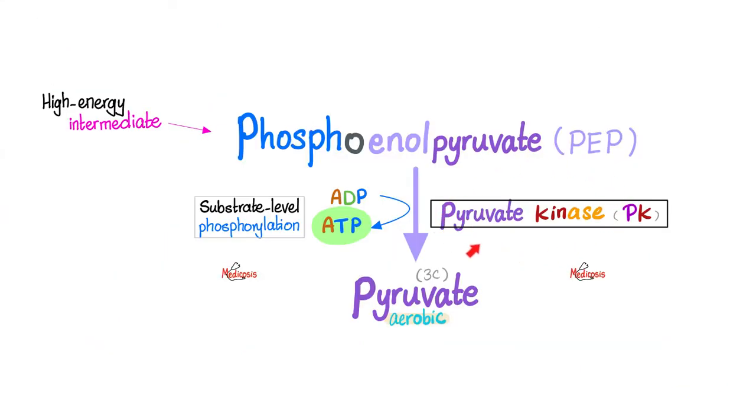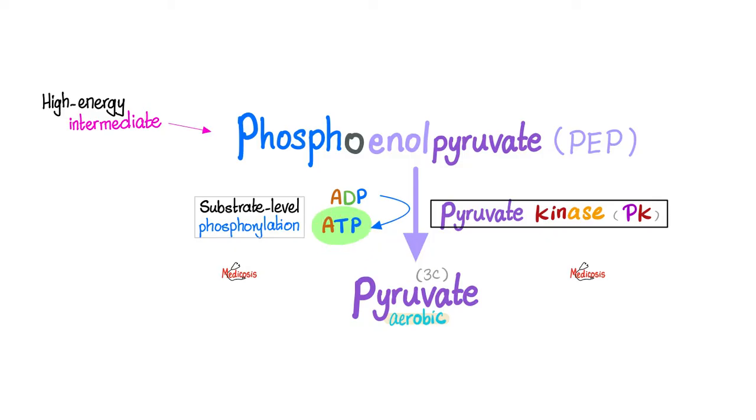So pyruvate kinase normally converts phosphoenolpyruvate into pyruvate inside the pathway of glycolysis. Does it have to have oxygen? No, if you have oxygen or if you lack oxygen, we can work either way. That's amazing, and this pyruvate kinase will add a phosphate to adenosine diphosphate so that it becomes adenosine triphosphate, the energy currency of the cell.